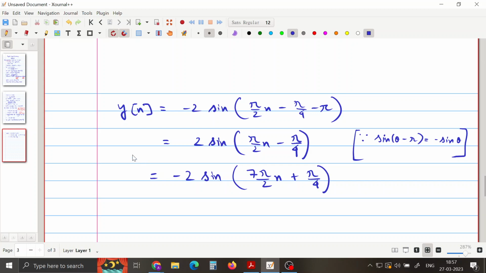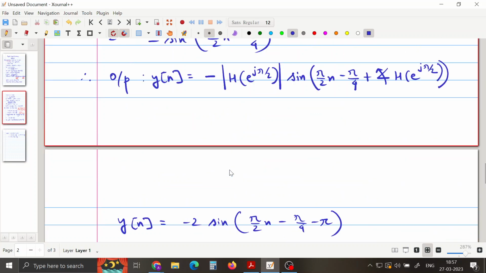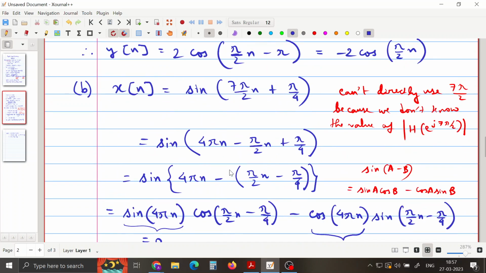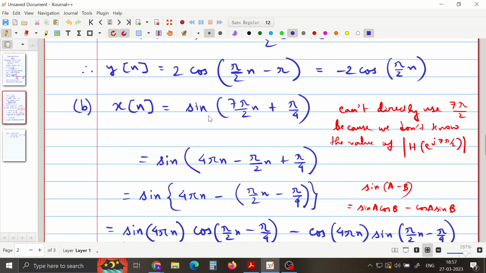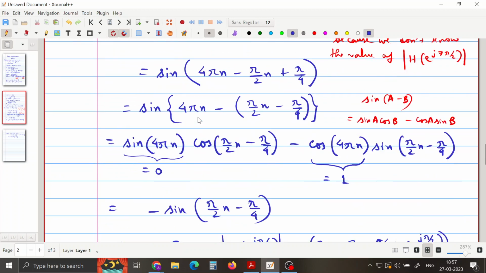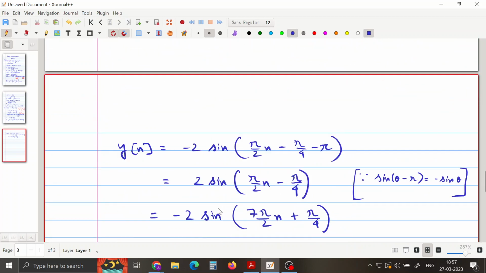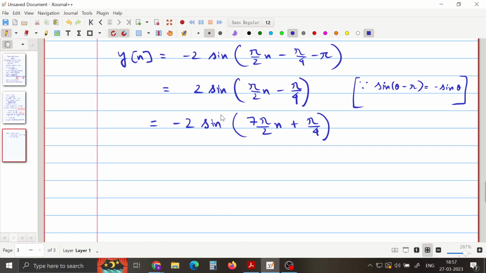So how did we get this? We started with x of n equals sine of 7 pi by 2 n plus pi by 4. We found that this equals minus sine of pi by 2 n minus pi by 4, so I have used this relation here. Now we are going from this pi by 2 to 7 pi by 2. Again adjusting a negative sign, this minus pi by 4 becomes plus pi by 4. That's it.